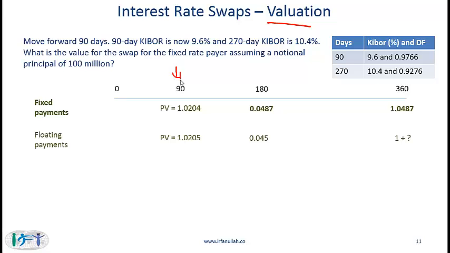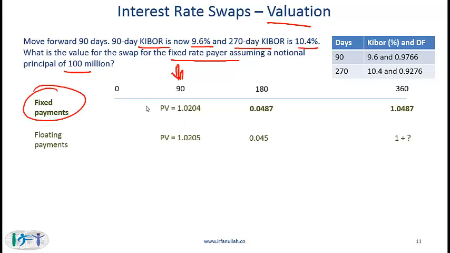We move forward 90 days and interest rates have changed. CIBOR is now 9.6%, so that's 90-day CIBOR, and 270-day CIBOR is 10.4%. What is the market value of the swap here on day 90? And we take the perspective of the fixed rate payer. The notional principal is 100 million. The value is going to be the difference between the present value of fixed payments and present value of floating payments. So where do we come up with these present values?